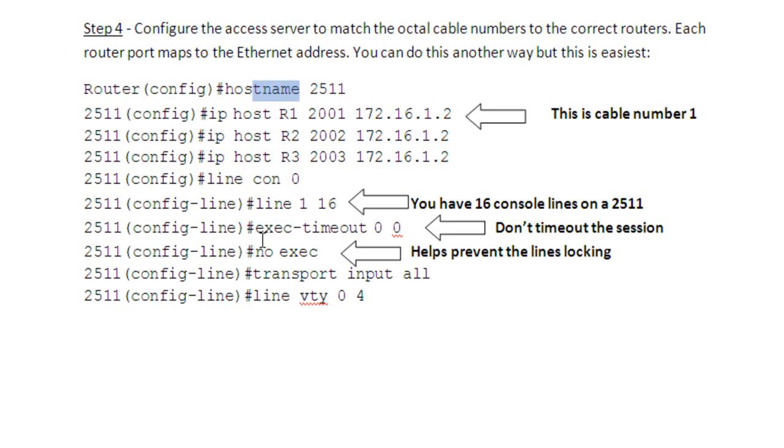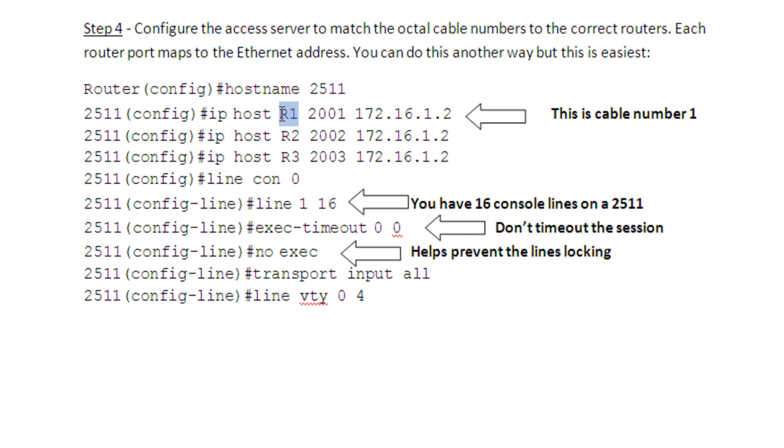Go back to what we need to type. To map, we're going to map a name of R1. We're going to allocate the port number. 2001 is basically what the router will recognise as cable number 1. And then we're going to give it the IP address of our Ethernet. So basically what this is going to let us do is telnet from the laptop to 172.16.1.2 on port 2001.